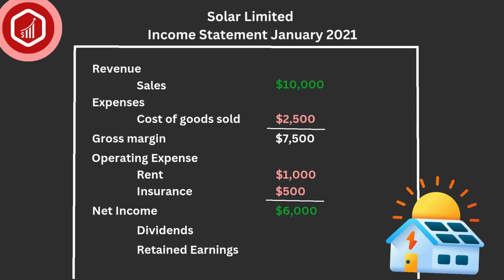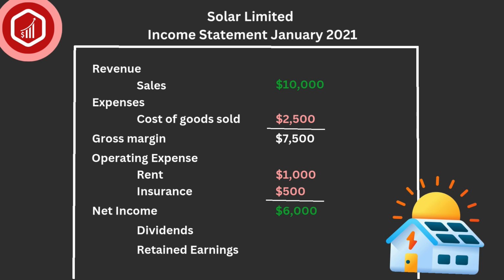Our cost of goods sold, so our direct costs that we can trace down to the product, are $2,500, which leads us to a gross margin or gross profit of $7,500. Our indirect costs are our office rent with an amount of $1,000 and our company insurance with $500 per month. Deducting the indirect cost from our gross margin leads us to an operating profit of $6,000 for January.